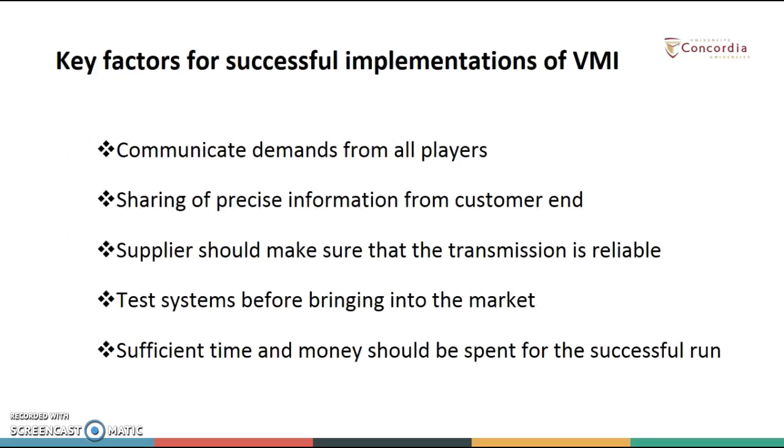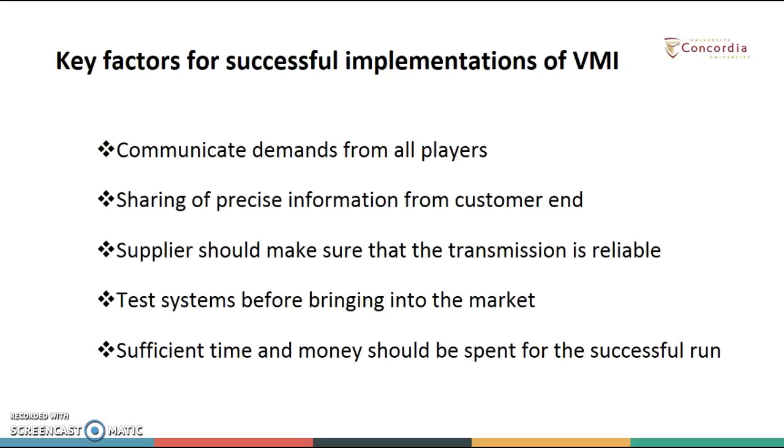In the next slide, we discuss some of the key factors for the successful implementation of VMI. First is communication demand from all players. As previously discussed by my friend, we have 4 players in the VMI. In our proposed system, we are making a single layer communication between all the players in the system. So this communication should be efficient and extensive.